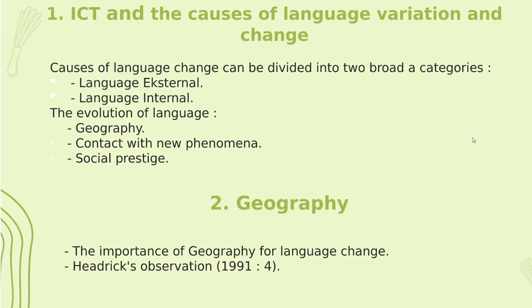The evolution of language shows the relevance of ICT to no fewer than three of the external factors. These are geography, contact with new phenomena, and social prestige. Geography. The importance of geography for language change stems from the fact that distance and topographical features such as the presence of mountains, seas, and plains affect prospects for face-to-face interaction and therefore language contact between speech communities.